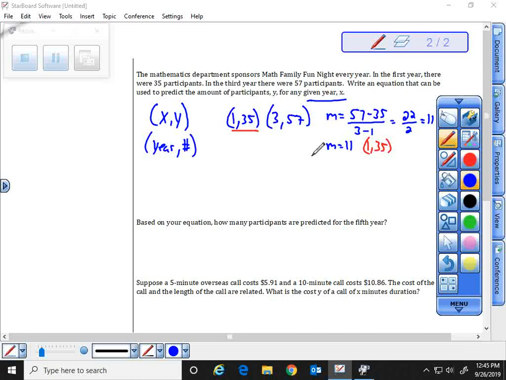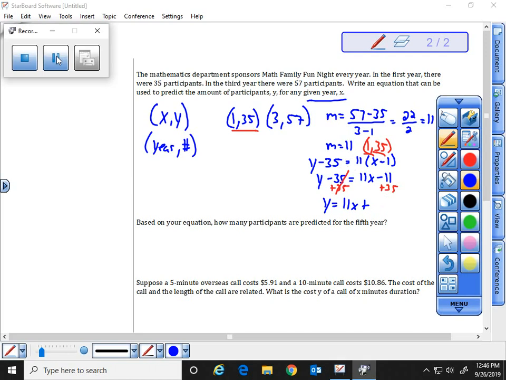Putting it into point slope form, it'll be y minus the y value, 35, equals the slope of 11, and then x minus x sub 1, which is 1. Distribute the 11 throughout. I'll get y minus 35 equals 11x minus 11. Add 35 to both sides. I get y equals 11x plus 24. It looks like my equation.